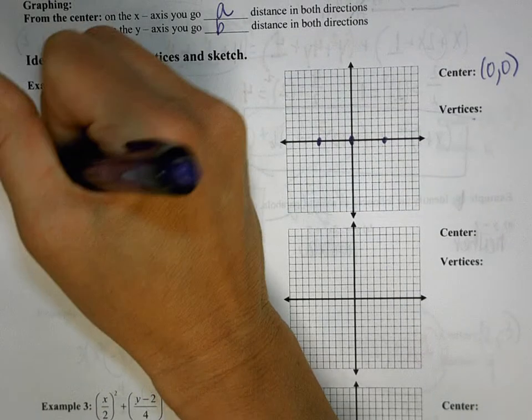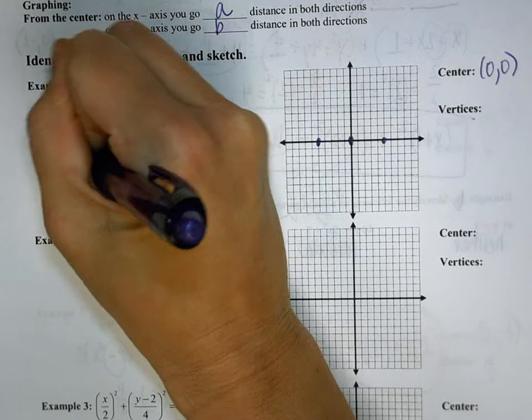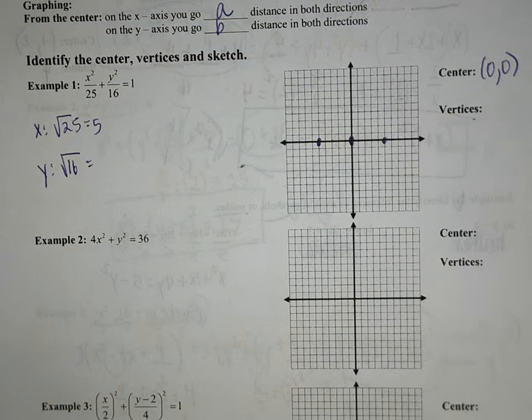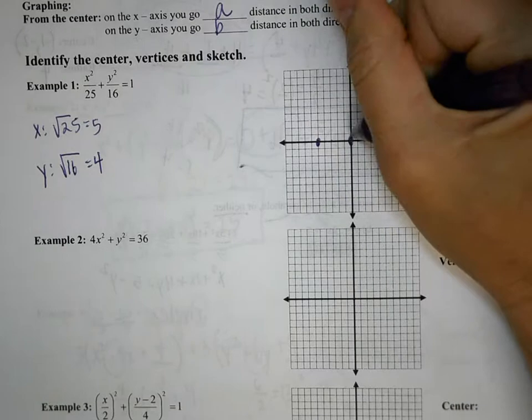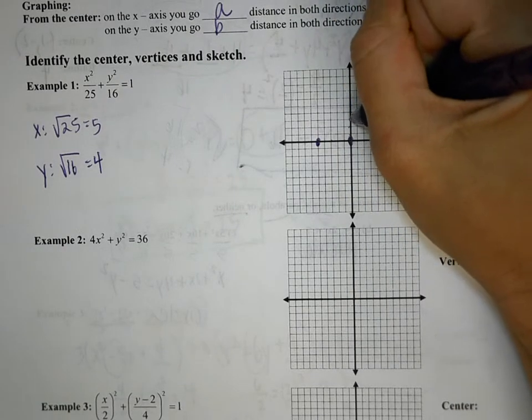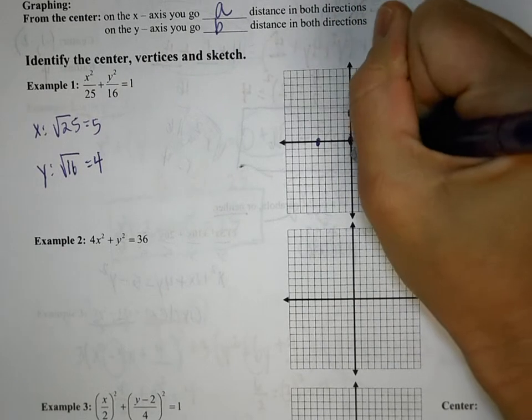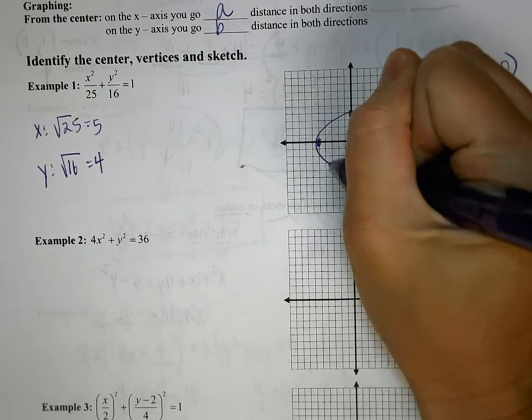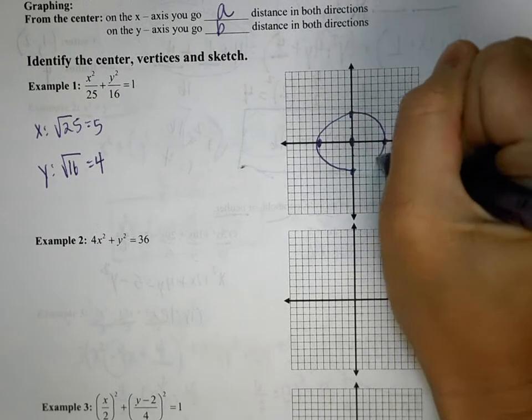Then we go to the y. Right now, y is 16. So we take the square root of 16, which is 4. Very good. And so that means we're going to go up and down 4. 1, 2, 3, 4 up, and 1, 2, 3, 4 down. And then we will draw our ellipse, which is an oval type shape.